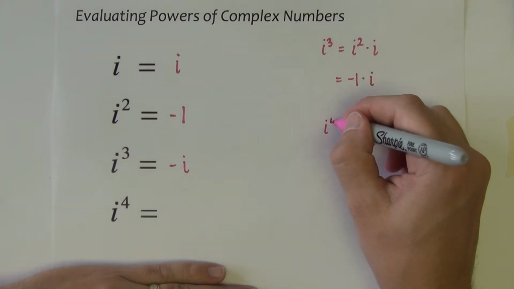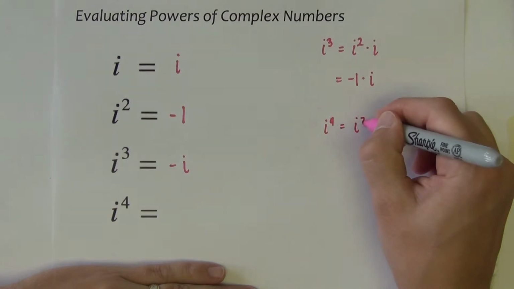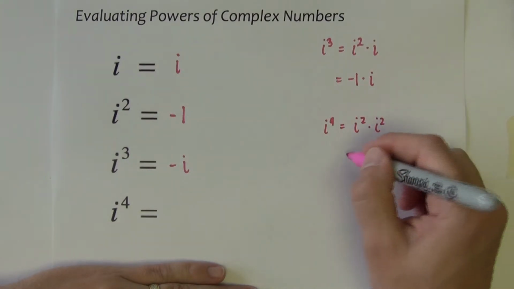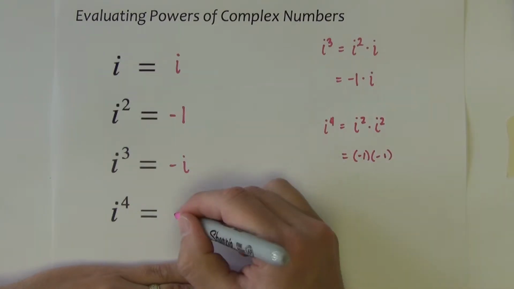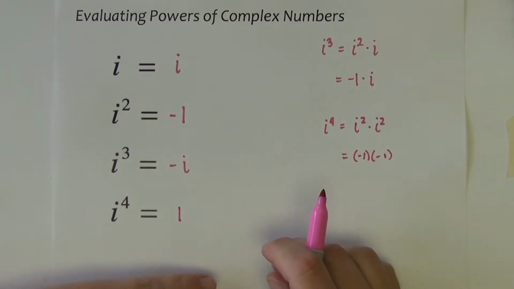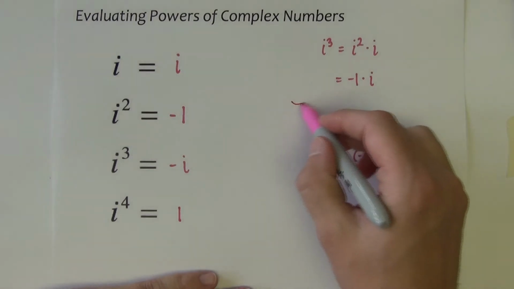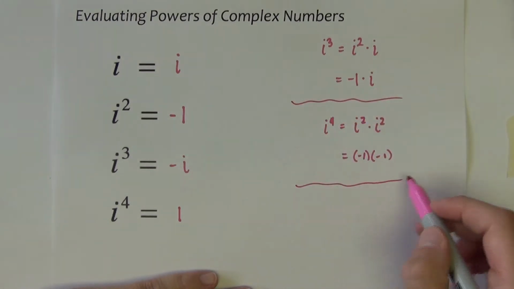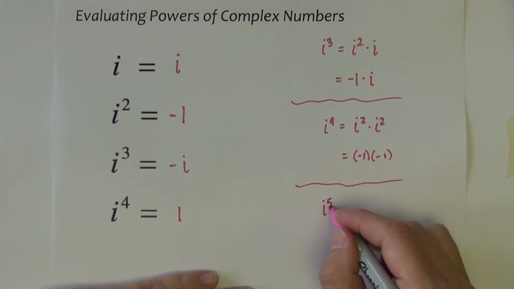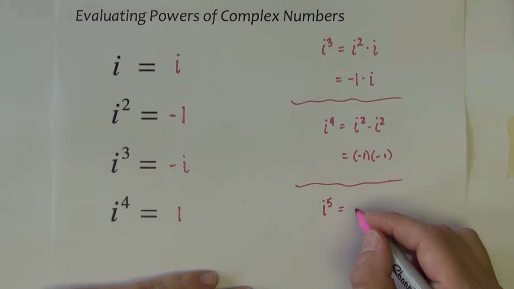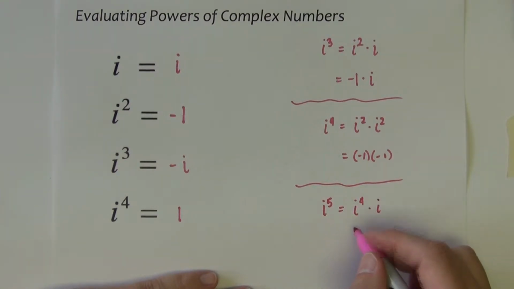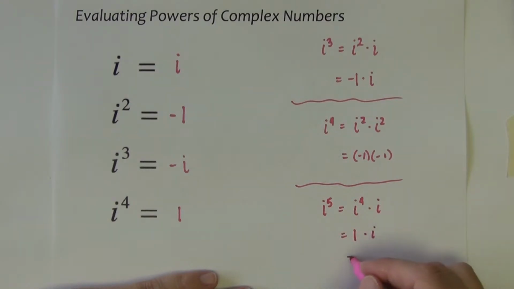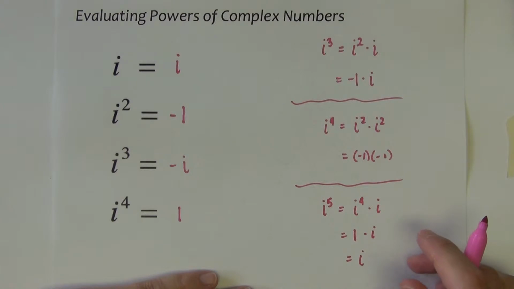i to the fourth is simply an i squared times an i squared. So it's a negative 1 times a negative 1, which is 1. Now let me do one more for you. If we were to do i to the 5th, i to the 5th is i to the 4th times i. i to the 4th is 1, and we just get i.